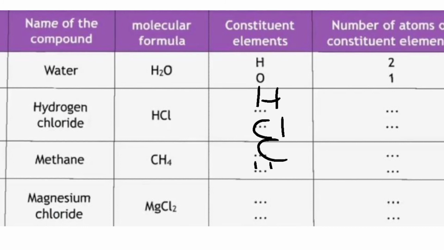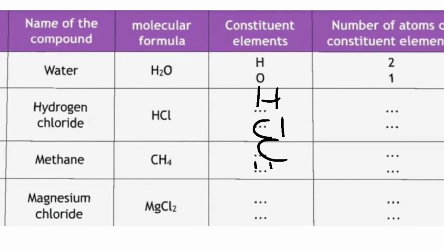Now let us go ahead with the magnesium chloride, MgCl2. So you have magnesium and you have chlorine. So magnesium, how many are there? Only one. And chlorine, Cl2. So it का मतलब it is 2. So write down quickly.